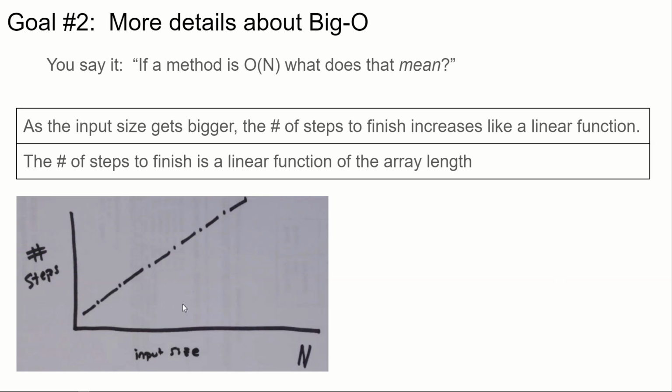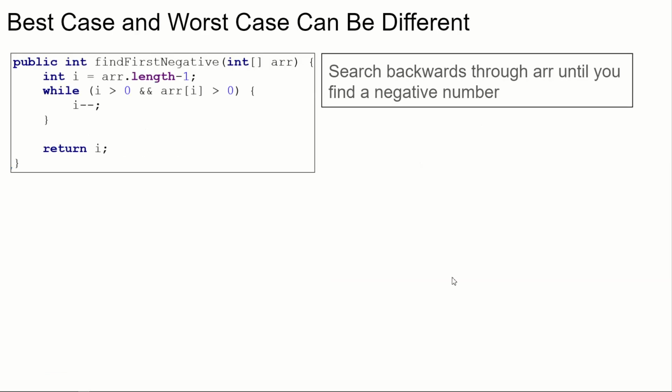Okay, and so you could also imagine it like a graph. The input size, which in our case so far has been an array length, as the array length goes up, the number of steps that it takes to complete grows linearly. Okay, so two big ideas came out of last time. One idea was that for some pieces of code, there can be a worst case and a best case.